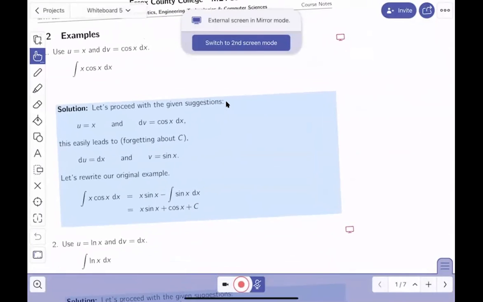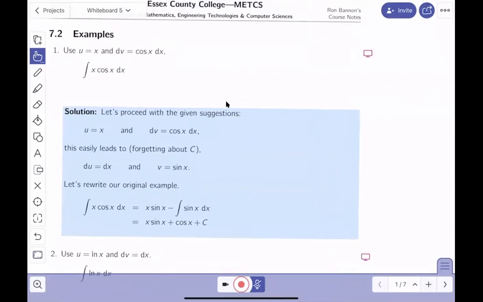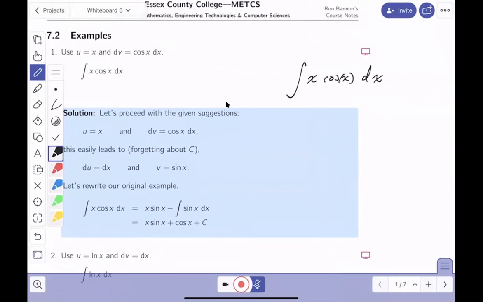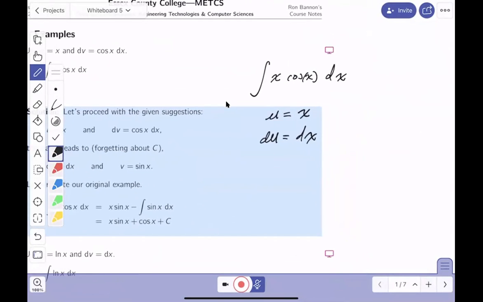And this one, they want me to use integration by parts. That's what this section's about. And they're telling me what the parts are. Let's write this down. So my integration is going to be x cosine x dx. And what do they tell me? They say use u for x. That means du is equal to dx. And then they go on to say that dv is equal to cosine x dx.